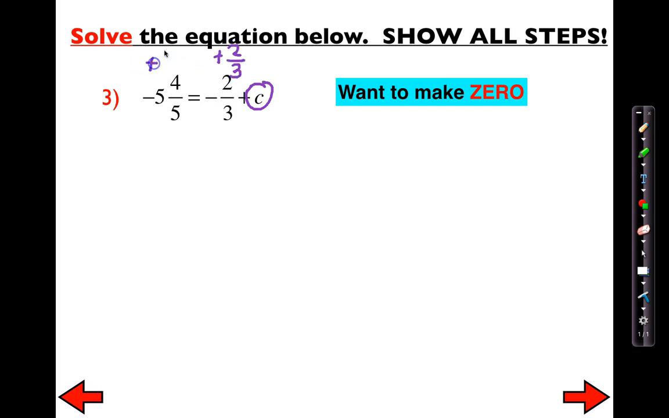So if I add 2/3 to both sides, negative 2/3 plus 2/3 will create 0. That's perfect because what's 0 plus c? It's just c. Now here, I'm just going to go ahead and work this out.